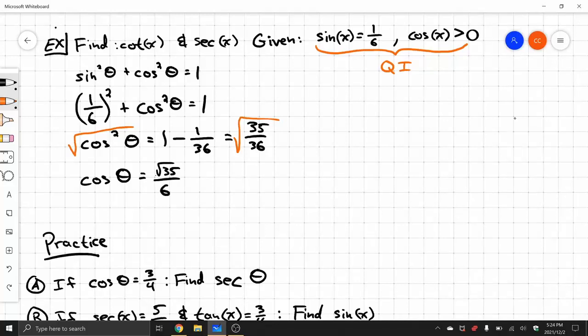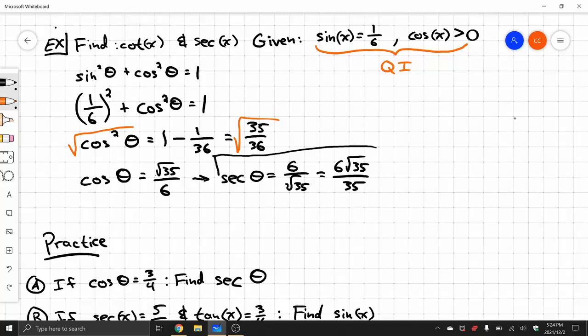All right. So now if I were to take that and say, okay, let's find the secant, because that's what we're looking for. Oh, and I should be using x, sorry, but we'll keep going with theta. Secant of theta, that's just going to be the reciprocal. That's going to be 6 over root 35. And we're going to rationalize that and say 6 root 35 over 35, and that is going to be my secant of theta.